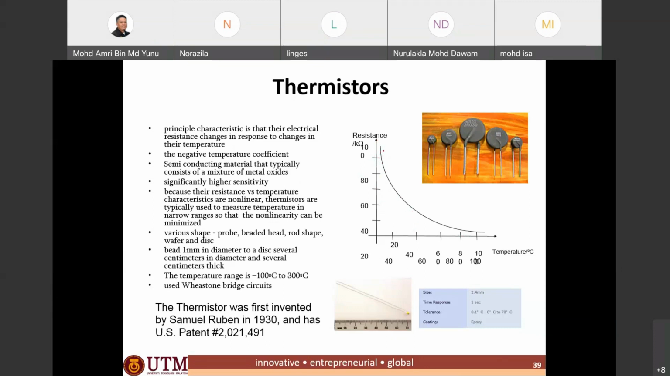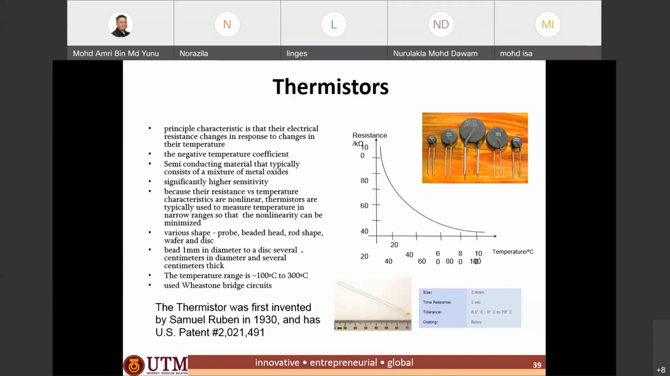Okay, the resistance basically decreases exponentially when the temperature is increasing. That's the characteristic. It comes in many shapes like probe, rod shape, wafer and disc, and the size is relatively smaller compared to a thermocouple, and the temperature range is around negative 100 degrees Celsius to 300 degrees Celsius.